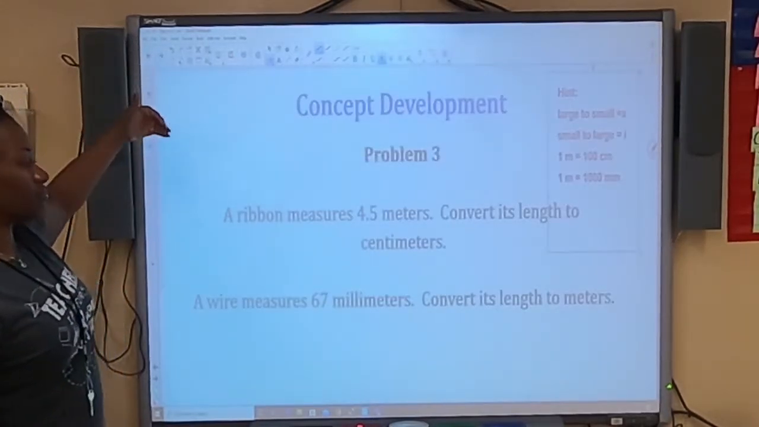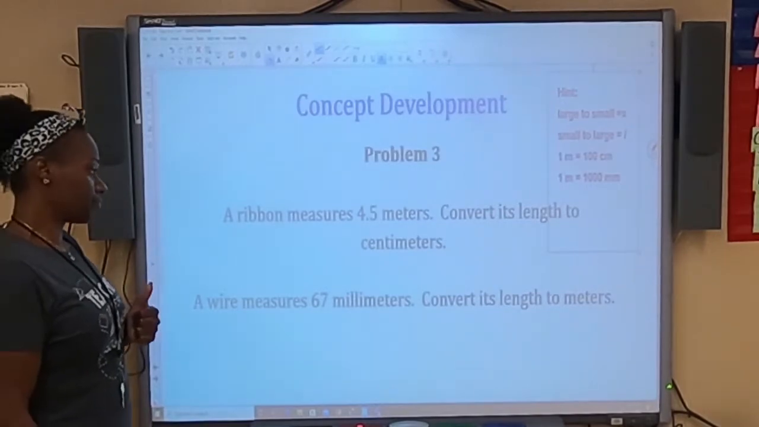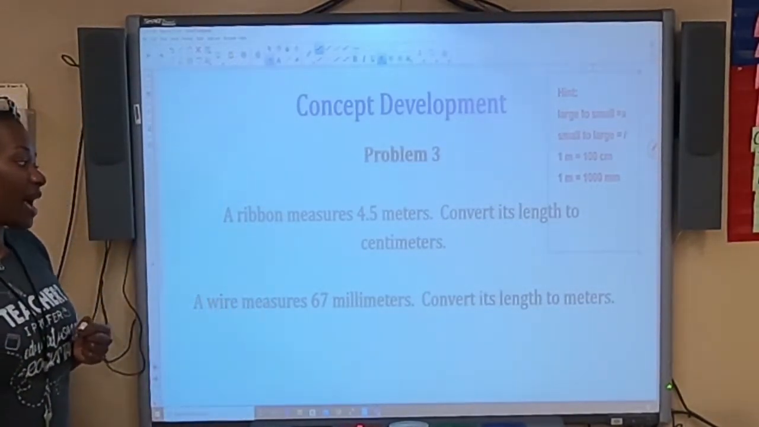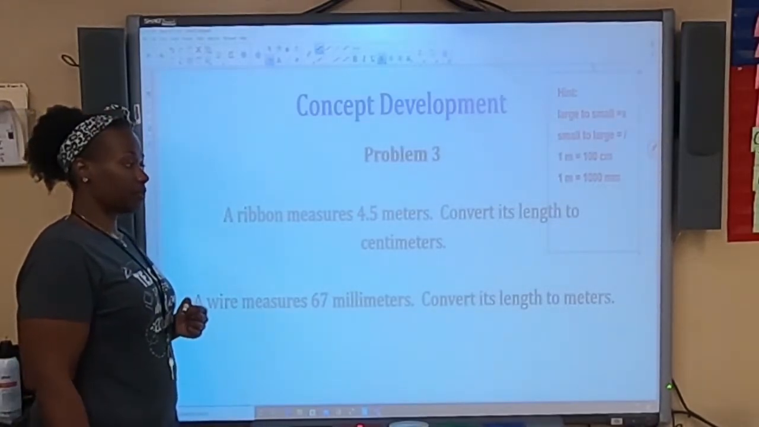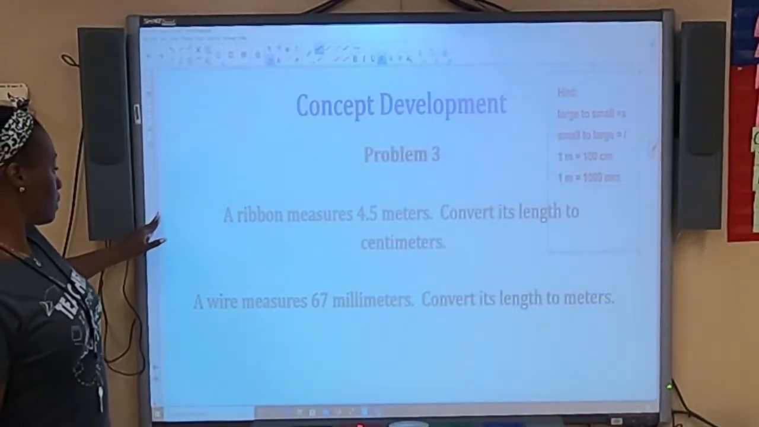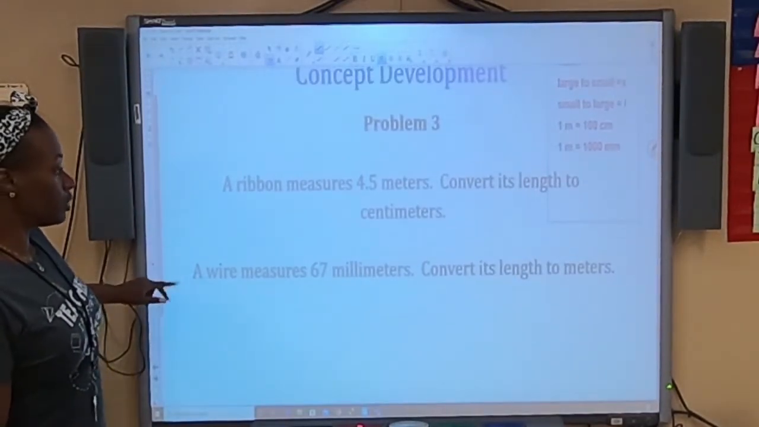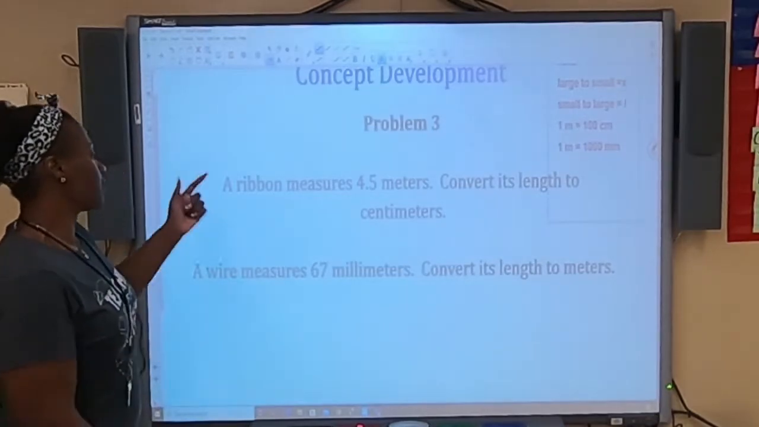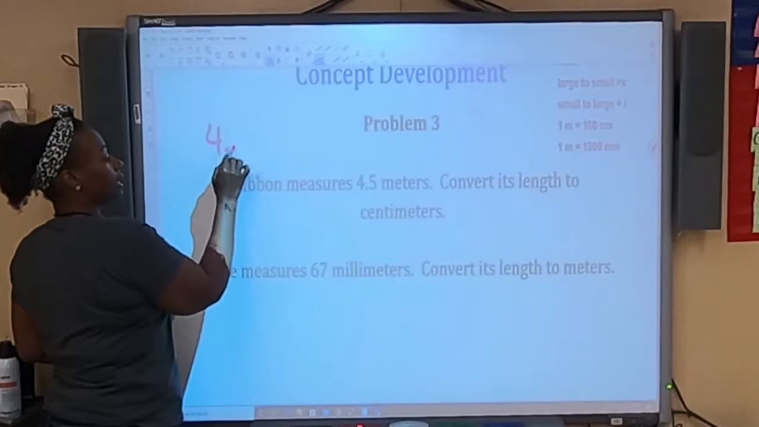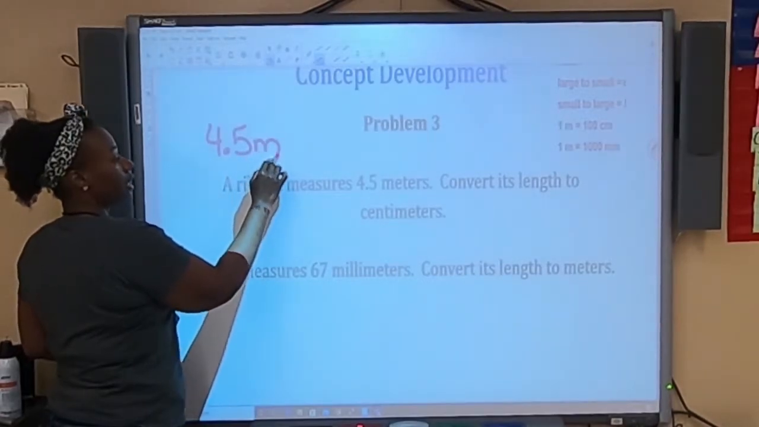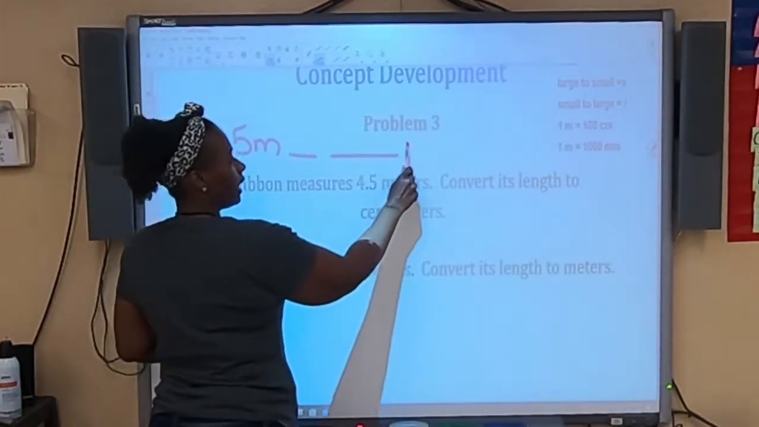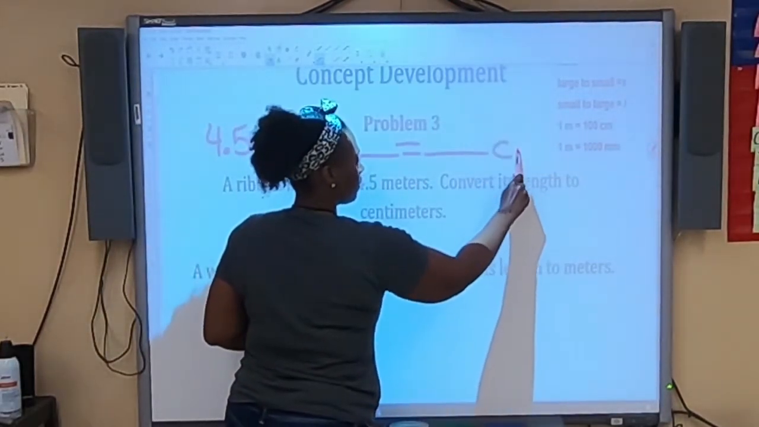Now let's look at it with words. It tells me that a ribbon measures 4 5/10 meters. Convert its length to centimeters. So I'm going to skip down, give myself some room. I'm going to set my problem up. Actually, I'm going to do it up here. So for my problem, I need to take 4 5/10 meters. I'm going to have to do an operation with a power of 10. And they're asking me to change it to centimeters.